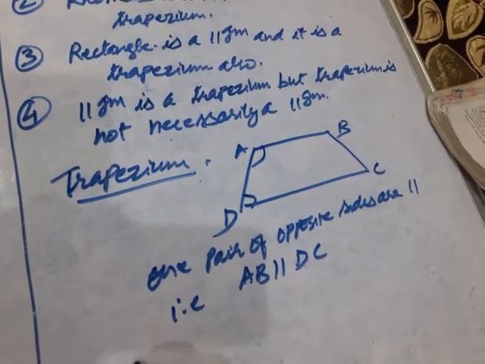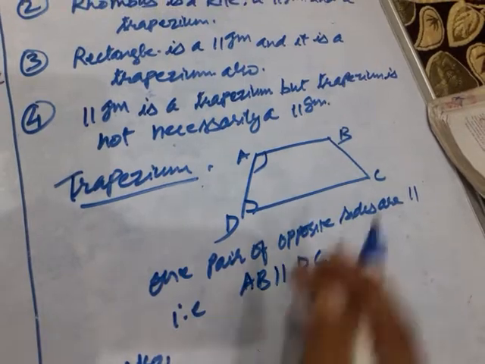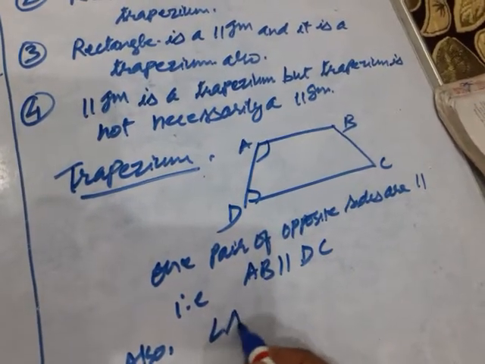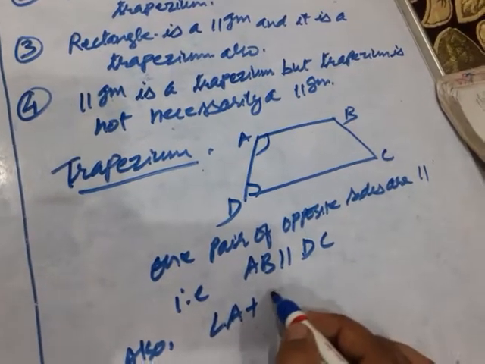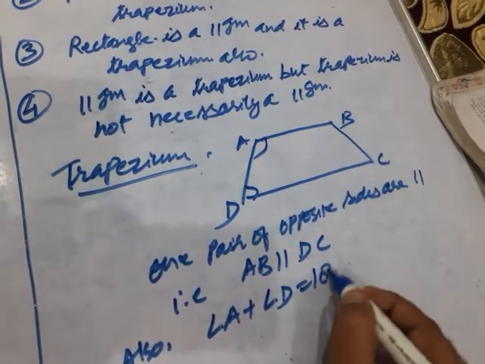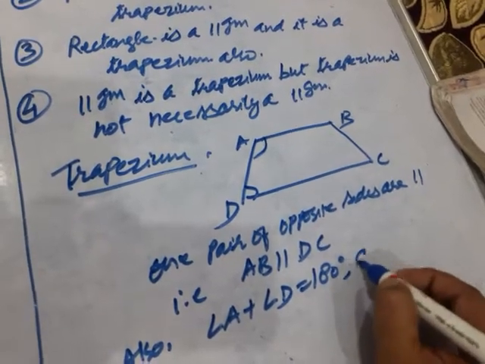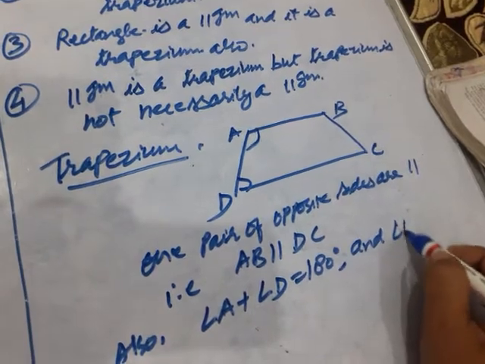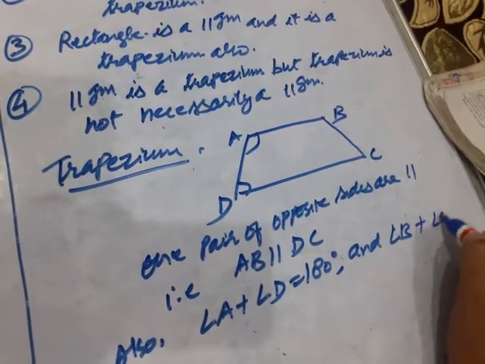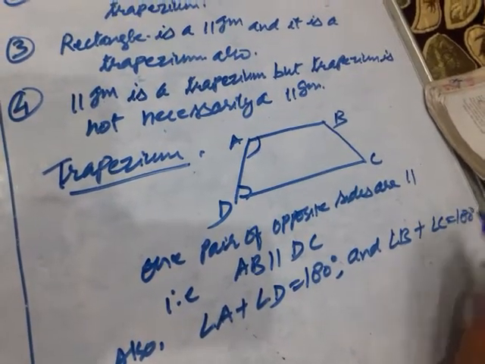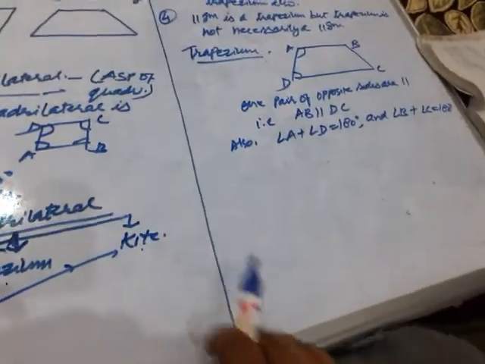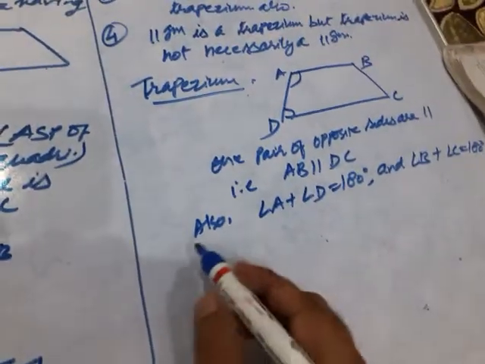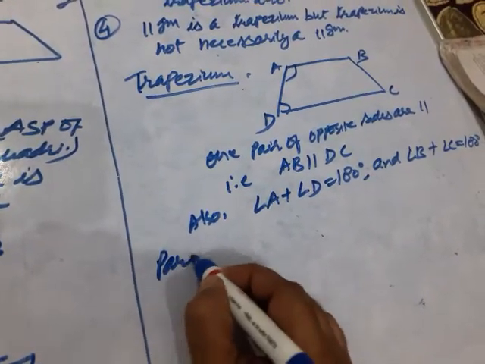What else? Clear? Since AB is parallel to DC, it means that angle A plus angle D equal to 180 degrees. Clear? And what else? Angle B plus angle C equal to 180 degrees. Clear? These are the properties of trapezium, children. Now the next property is that, now let us see the parallelogram.